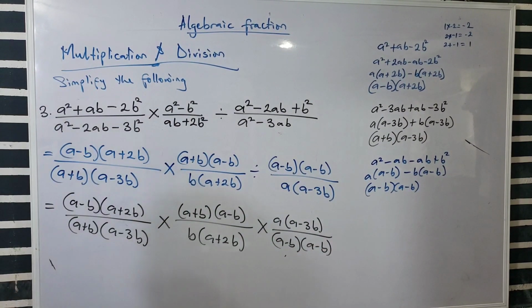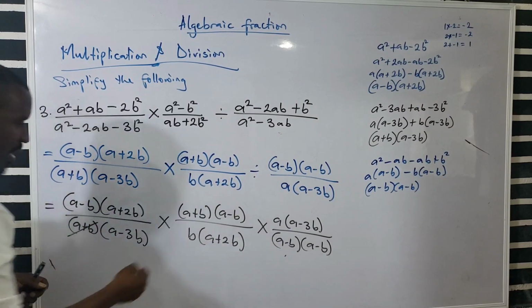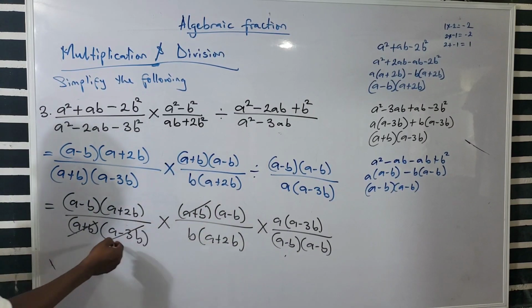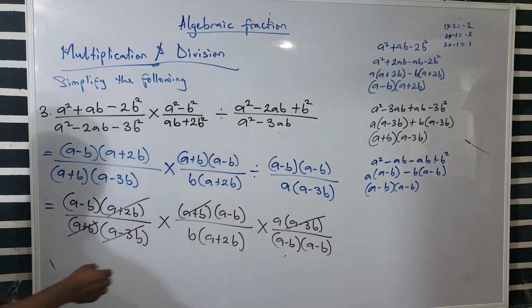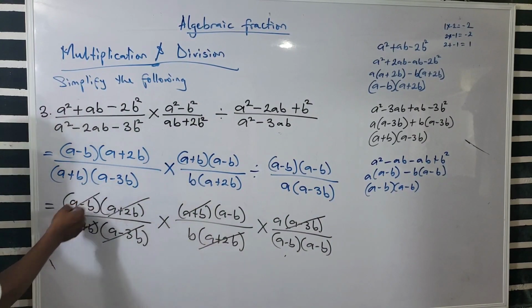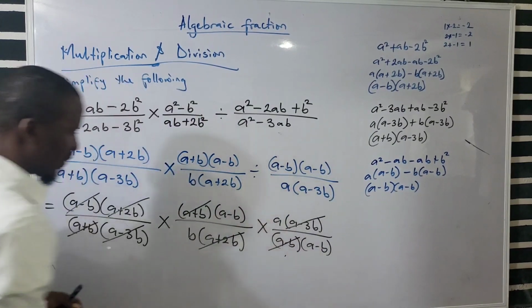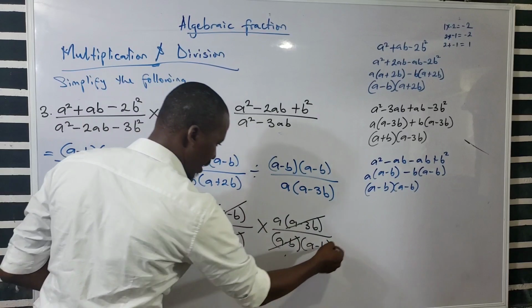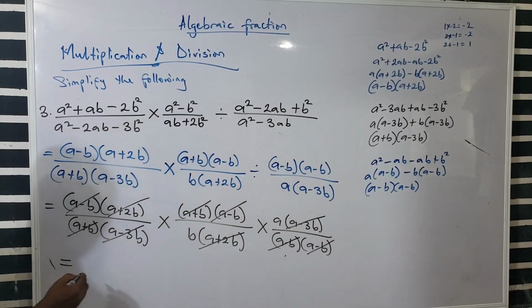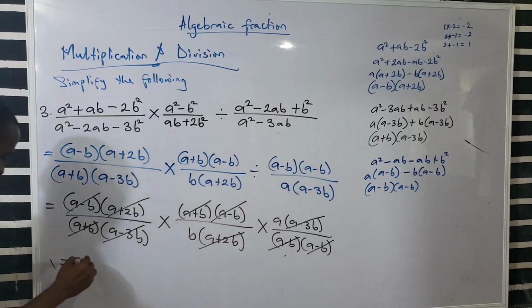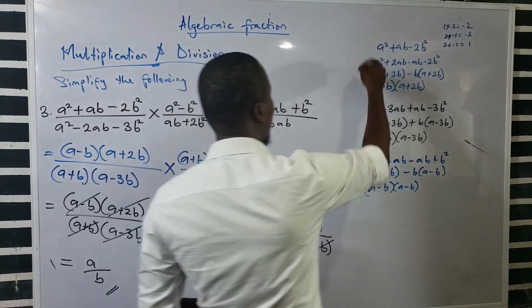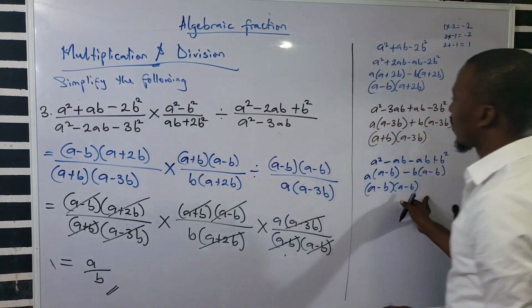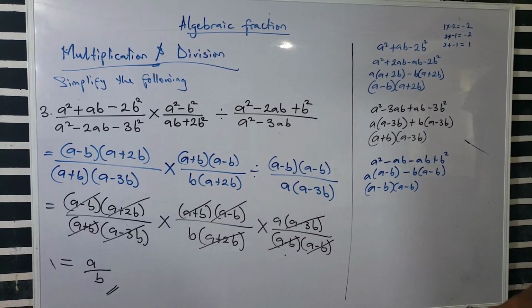So let's do the cancelling. So a plus b here, a plus b here, a minus 3b here, a minus 3b here, a plus 2b here, a plus 2b here, a minus b here, a minus b here, another a minus b here, a minus b here. So what do we have as our answer? At the numerator, we have only a left, and at the denominator, we have only b left. Please note that all these are our rough work. So this is where we have our answer.